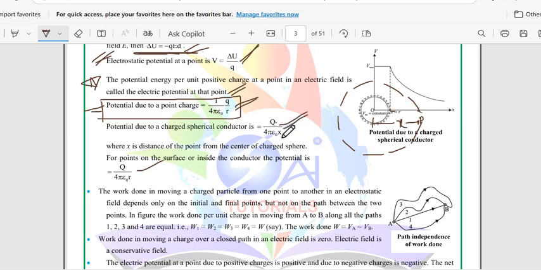Okay, this is x. For a point on the surface or inside the conductor, don't consider this point. For a point on the surface or inside the conductor, the potential is Q divided by 4 pi epsilon naught into R, because that small distance R is greater than x in that condition. That's why it is equal to Q divided by 4 pi epsilon naught into R. So for points on the surface or inside the conductor, the potential will be like this.